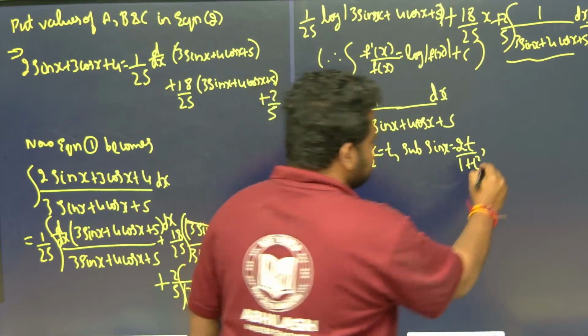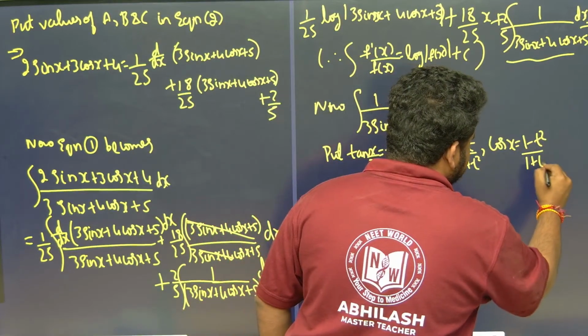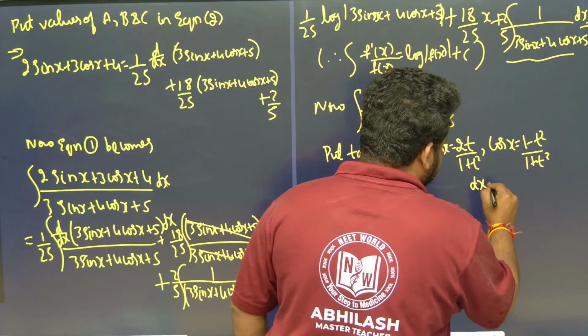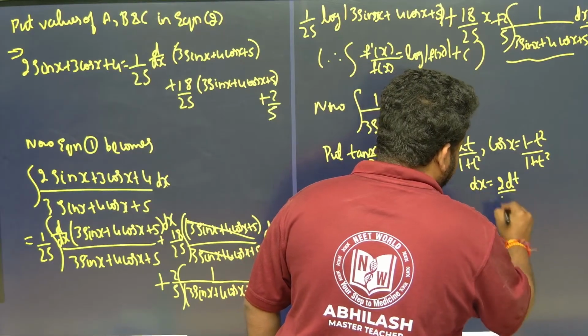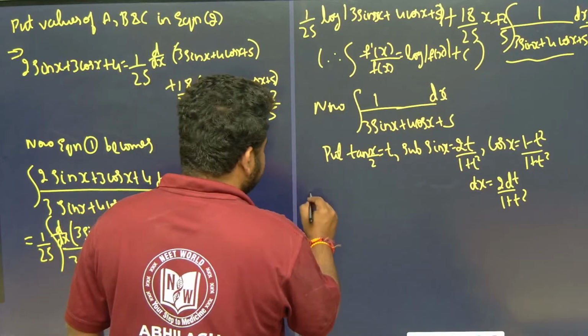Similarly, cos x is equal to (1 minus t square) by (1 plus t square), and dx will be equal to 2 dt by (1 plus t square). Now putting these values, what will we get?